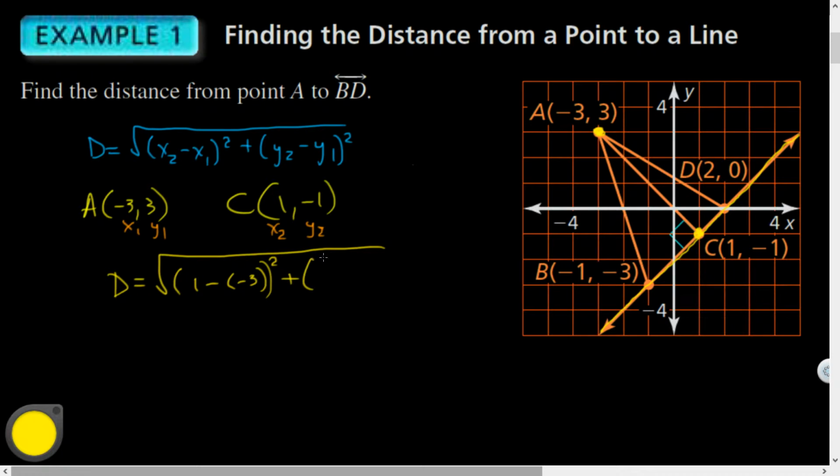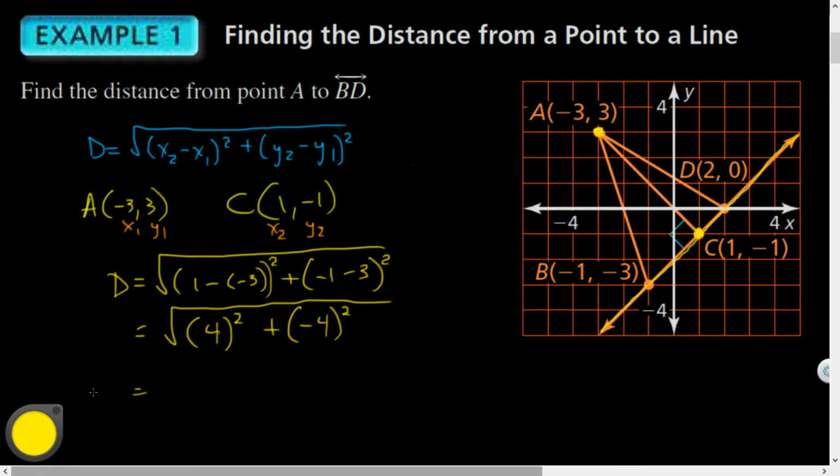Plus, good thing I labeled these. You guys saved me there. This whole video would have been terrible if I didn't notice the mistake until the end. Negative 1 minus 3, and equals the square root of 1 minus a negative 3 is plus 3, so that's 4, plus negative 1 minus 3 is negative 4, all squared.